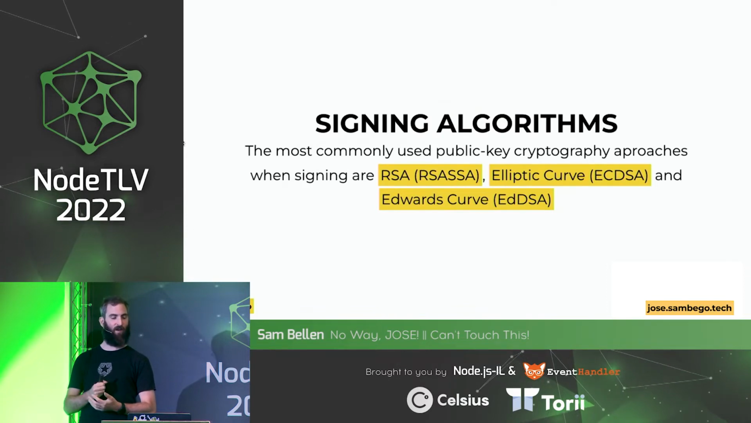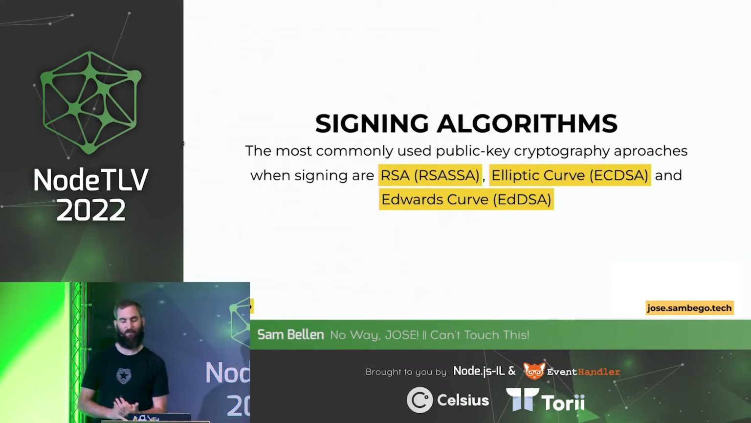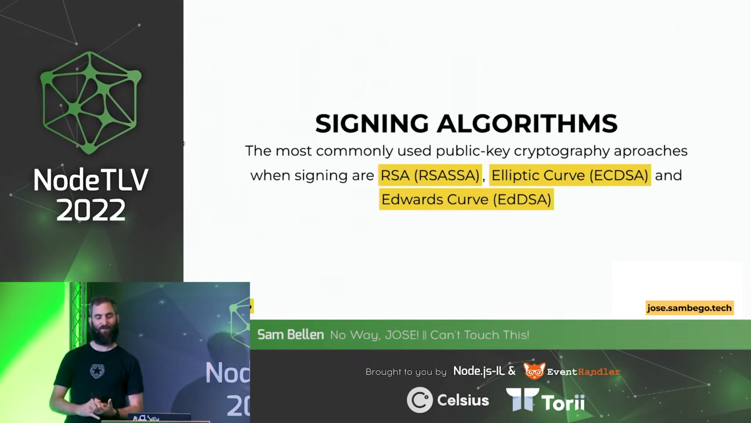And some common signing algorithms are RSA, elliptic curve, and Edwards curve. These are families of algorithms. These are not exact algorithms. They're just ways of doing cryptography in general.